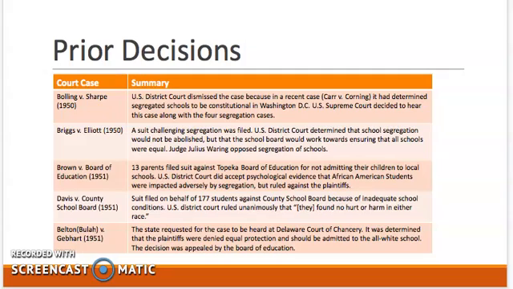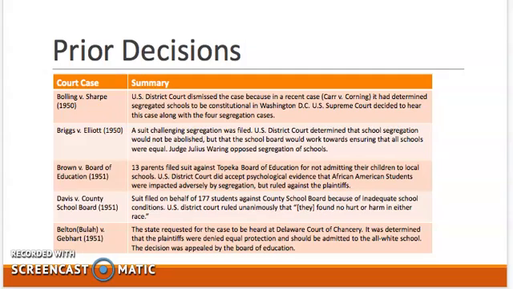So here we have the prior decisions that were made in these 5 court cases. In Bowling versus Sharp, the U.S. District Court dismissed the case because in a recent case it had been determined that segregated schools were considered constitutional in Washington, D.C. The U.S. Supreme Court decided to hear this case along with the 4 segregation cases later on.